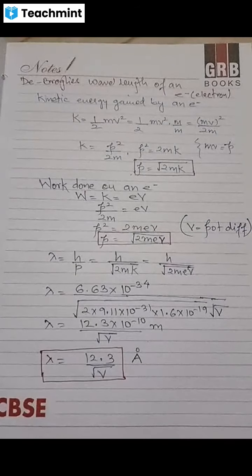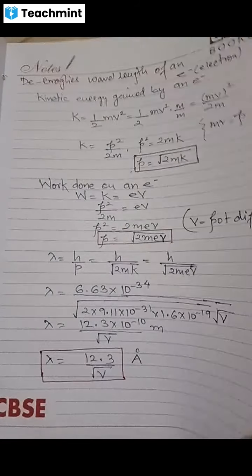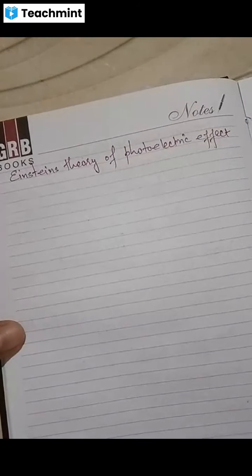Now, the next thing. Let us move on to the next topic which we will be dealing with, which is Einstein's theory of photoelectric effect. Let us begin with this Einstein's theory of photoelectric effect. Now, what happens in the Einstein's theory of the photoelectric effect? So let me tell you some basic historical concepts associated to it.